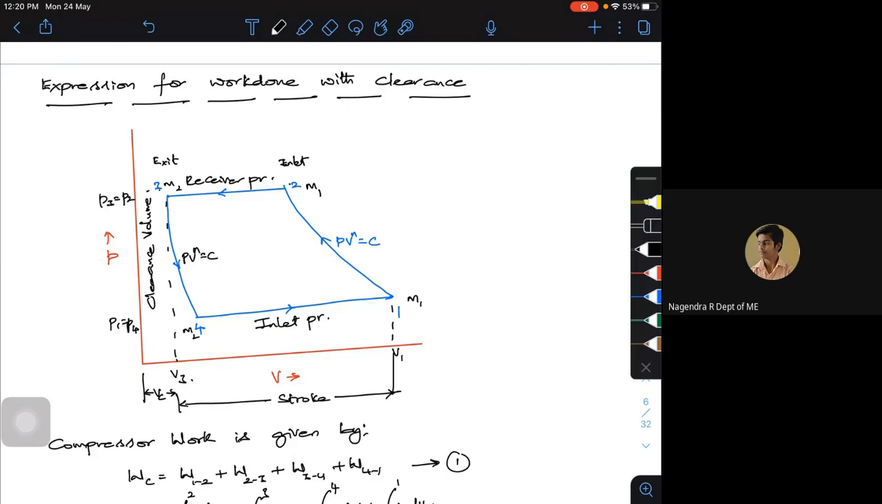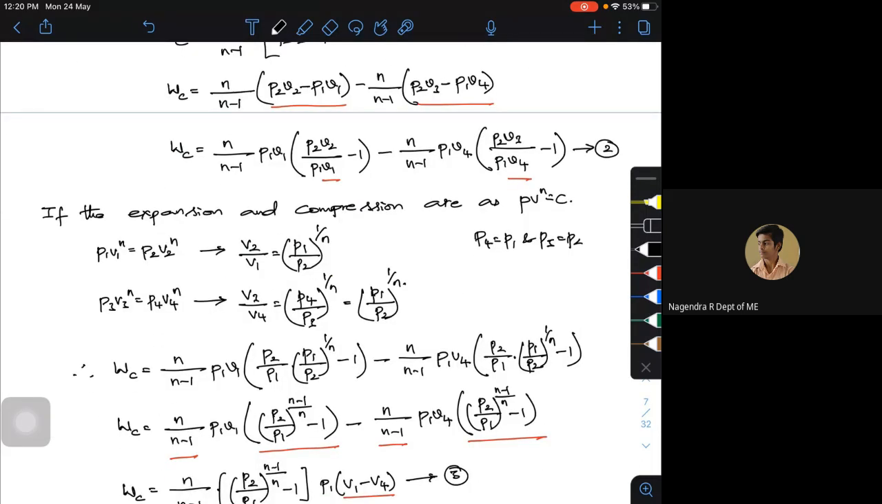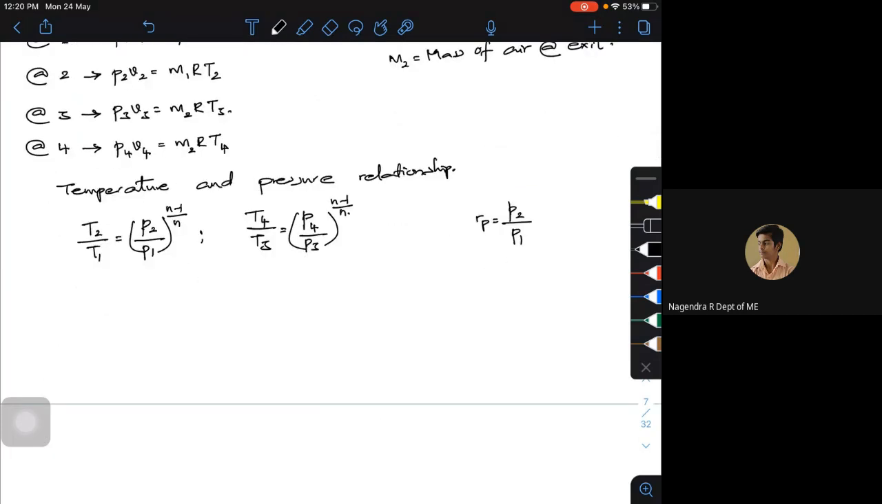So wherever I have P4, I can replace with P1. Where I have P3, I can replace with P2. I can write T4 by T1 is equal to T4 by T3. I can write it as P1 by P2 whole to the power of n minus 1 by n. This is also equal to P3 by P4. This is my pressure ratio. RP is nothing but the pressure ratio, just to simplify it.